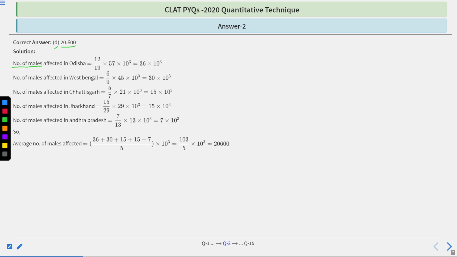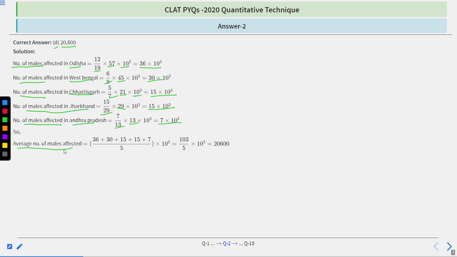How? The number of males affected in Odisha is 12 by 19 times 57 times 10 to the power 3, since all data is in thousands. So finally 36,000. Number of males affected in West Bengal, 6 by 9 times 45, which means 30,000. Number of males affected in Chhattisgarh, 5 by 7 times 21, which means 15,000. Number of males affected in Jharkhand, 15 by 29 times 29, you will have 15,000. Number of males affected in Andhra Pradesh, 7 by 13 times 13, which means 7,000.